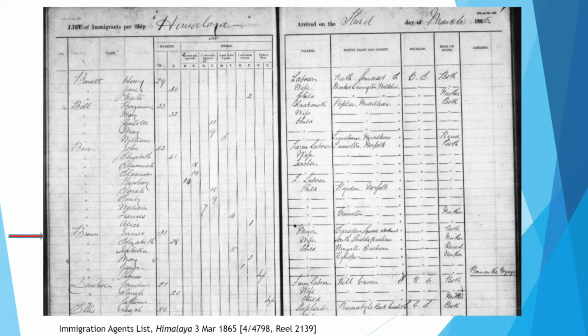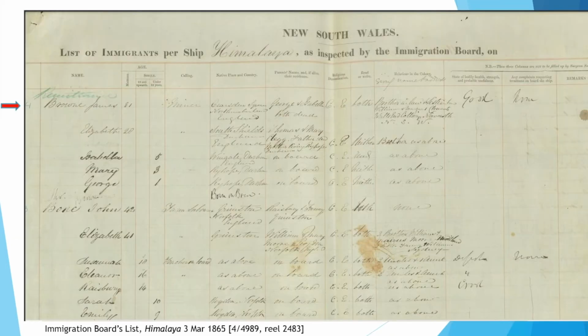Now, if we look at the board's list, a little bit more additional information will be given. So again, we get their age, their calling, their native place, but what we also get here is their parents' names, which can be very handy. Then religion, read or write. Next column is relations in the colony. So we can see that James has a brother and sister-in-law, William and Mary Clements, who are currently living in the Walls End Colliery in Newcastle.